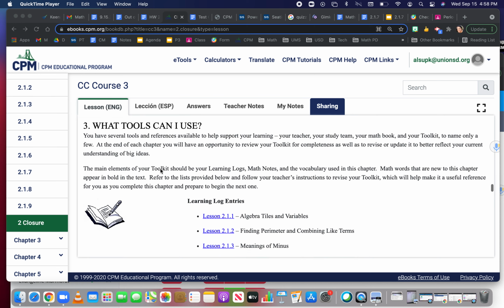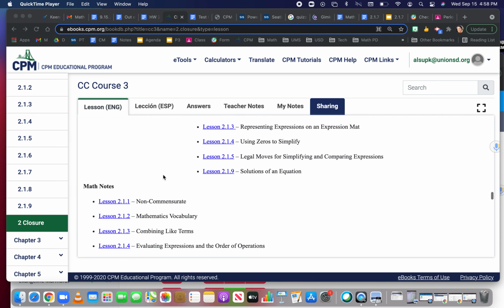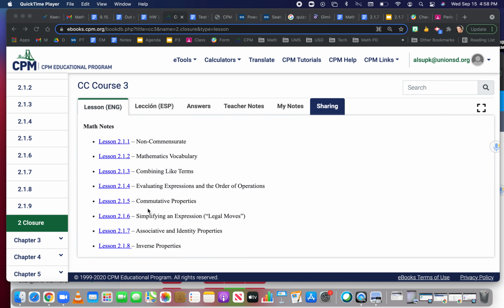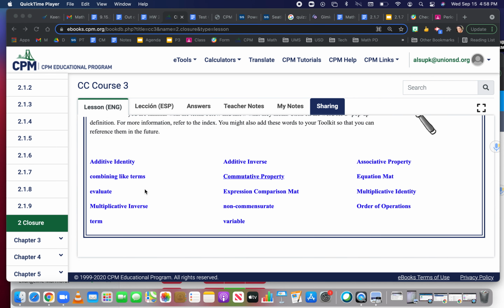Next, they have additional tools. So learning log entries, we haven't been doing all of them. I know we did meanings of minus. We did, I'm not sure, one of these other learning logs. There's math notes, math vocabulary.